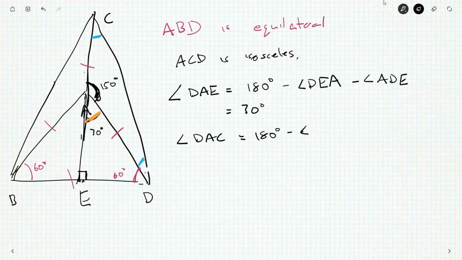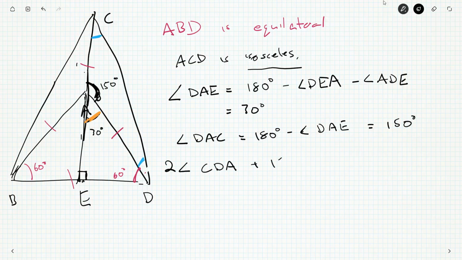So angle DAE, this will end up being 150 degrees. And so twice, because it's isosceles, twice angle CDA plus 150 degrees must be equal to 180 degrees. So angle CDA must be 15 degrees. Subtract them, you get 30 degrees, divide by 2, 15 degrees.